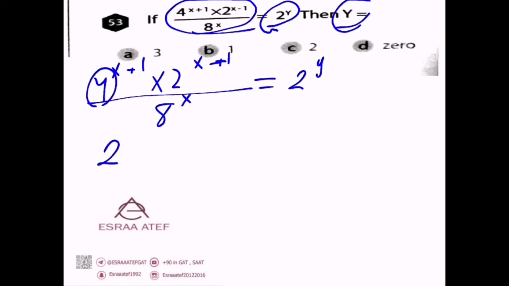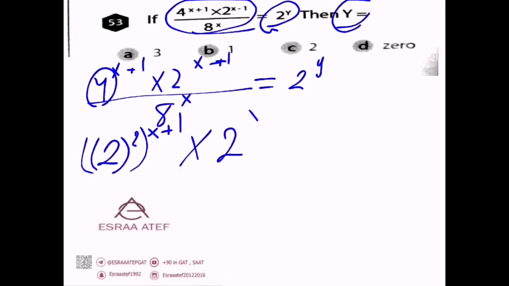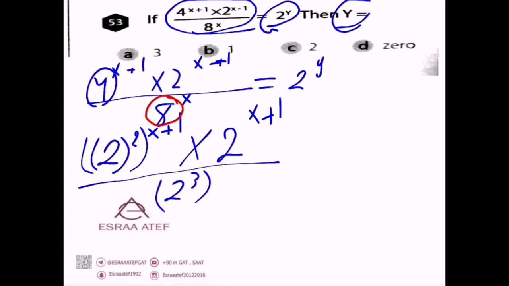4, we can simplify it to 2 powered by 2, and we have the basic power, which is x plus 1, times here 2, which is powered by x plus 1. And down, we can simplify 8 to be 2 powered by 3, and the basic power, which is x. Okay, and then we will times here by here and then divide by here. So if it's multiplication, we will add the powers. If it's a division, we will subtract the powers.